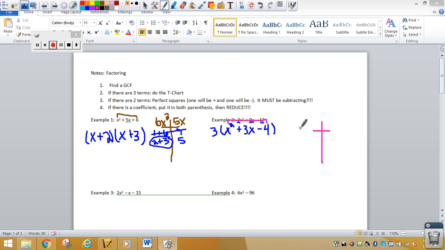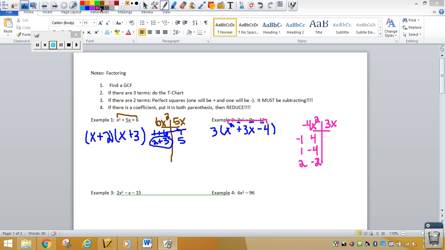And remember, that's a negative, so it's a negative 4x squared. And your middle term is a positive 3x. Now, to multiply to get a negative, that means one has to be negative and one has to be positive. So I could do negative 1 times 4, or I could do 1 and negative 4, or I could do 2 and negative 2.